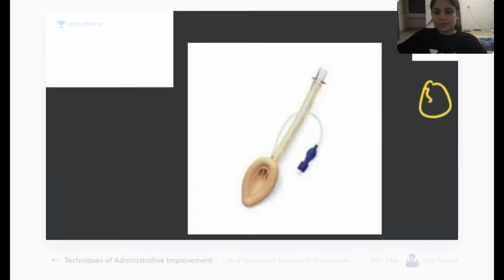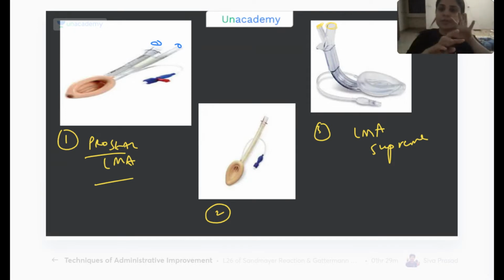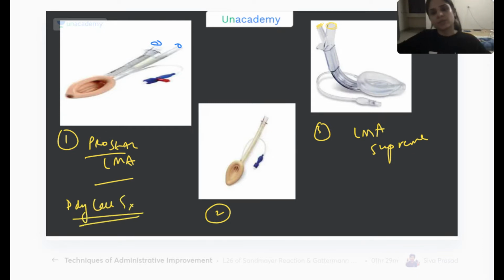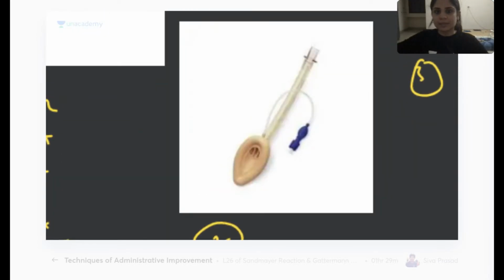This LMA, anyone? Double lumen? No, it is not double lumen. What is the first one that you can see over here? This is a ProSeal LMA. Now, can anyone tell me, in daycare surgery, which is the most preferred type of LMA used overall? It is LMA ProSeal, absolutely correct. LMA ProSeal forms a very good seal with the vocal cords and it prevents aspiration. So in daycare surgery, we mostly prefer to put a ProSeal LMA. Anything special about this LMA number 2? Is it any different type of LMA?